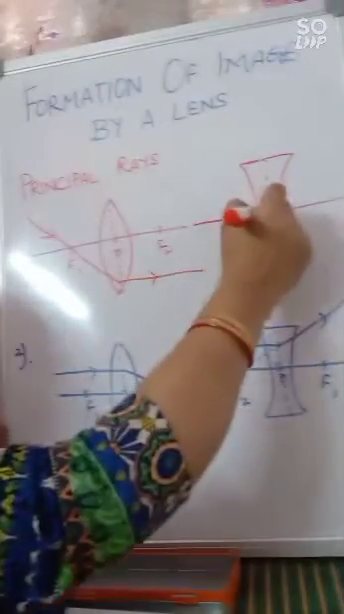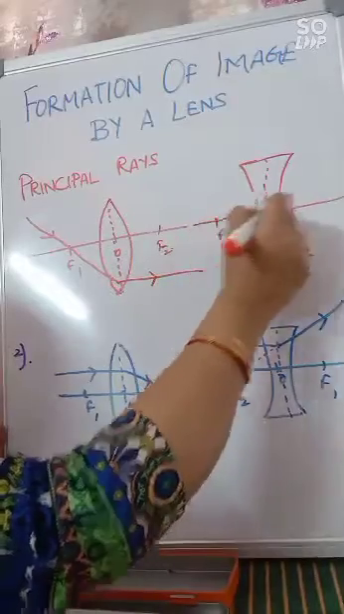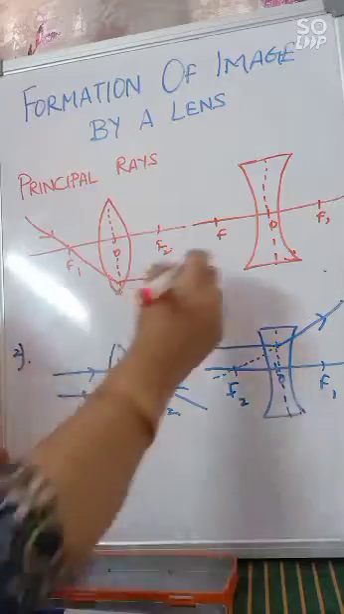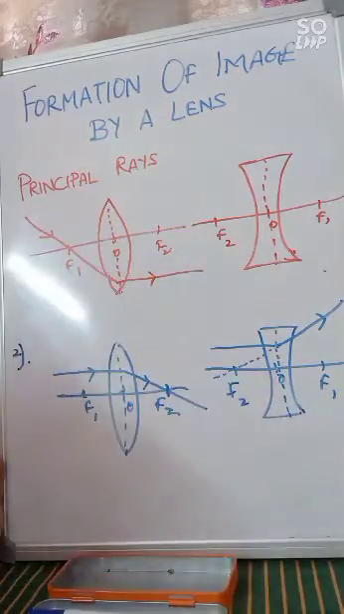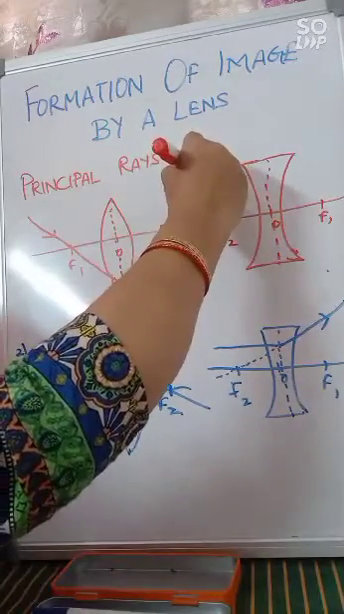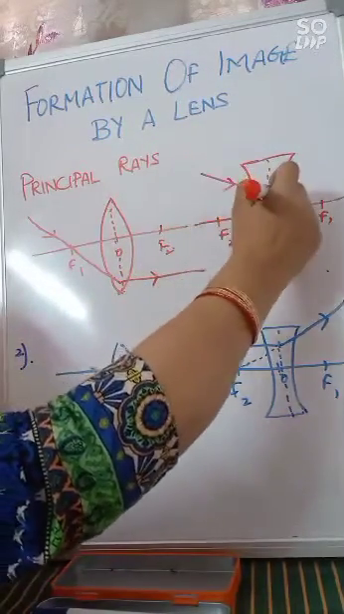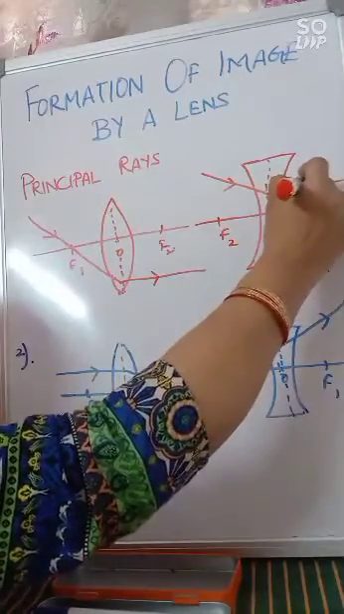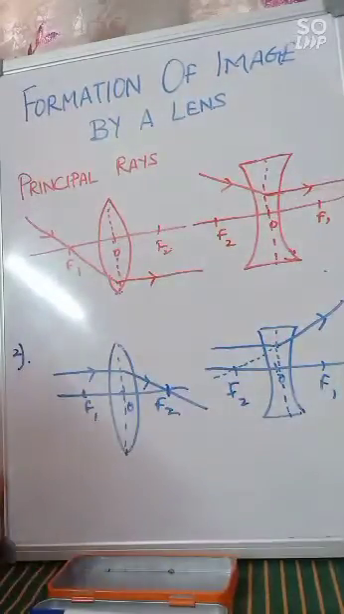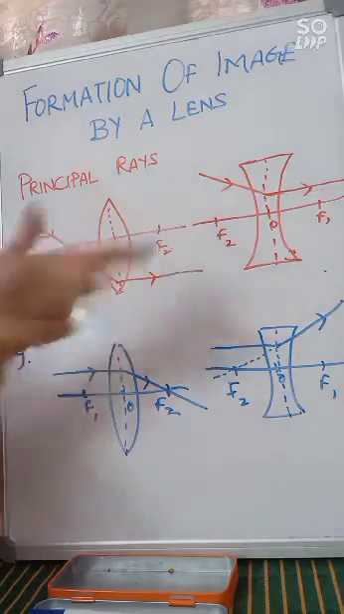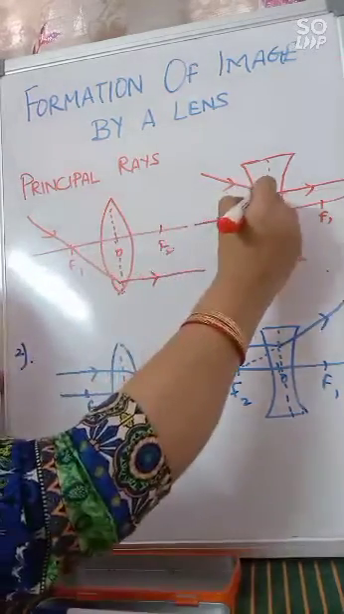Optical center, right? So we have here F1 and F2, and we have done that a ray becomes parallel to principal axis after refraction. Now you can ask me, in this case you told that a ray is passing through first focus, but here you have not shown. Yes, you have to simply extend it.